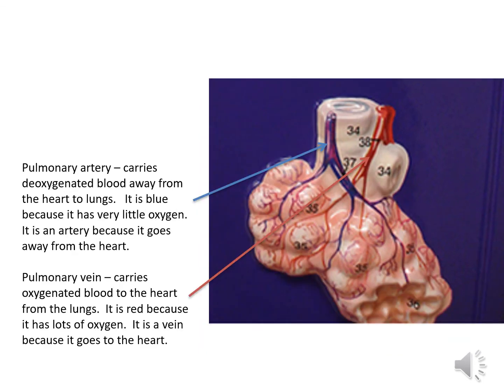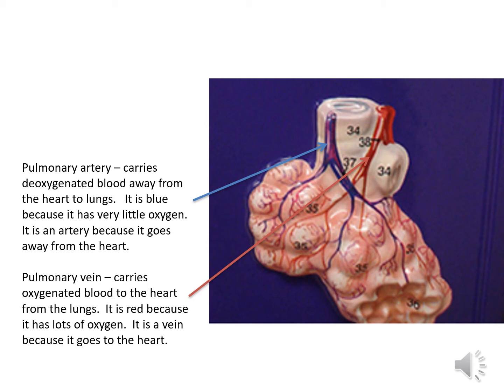There are some blood vessels on figure 9.3b. The pulmonary artery does go away from the heart like all the other arteries, but it's going away from the right side of the heart to the lungs to pick up oxygen. Remember the question from exercise 8, what type of blood does the pulmonary artery carry? Deoxygenated blood. It is blue because there's very little oxygen in the blood, but it's still an artery because it goes away from the heart.